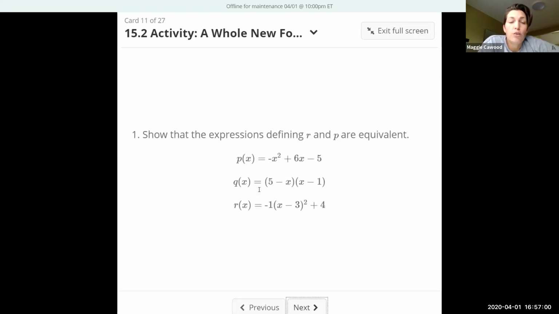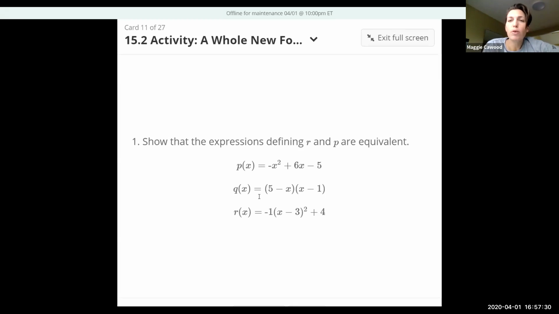All right, so now it's asking us to show that the expressions defining r and p are equivalent. Okay, so the first and the last, right? So standard form and vertex form. So we have to go from vertex form back to standard form. Ooh, okay, so what I want you to do is hit pause on this video, get some scratch paper and a pencil and try it, work it out. I'm going to share a whiteboard so that we can check it out together, but I really want you to try it on your own as well.